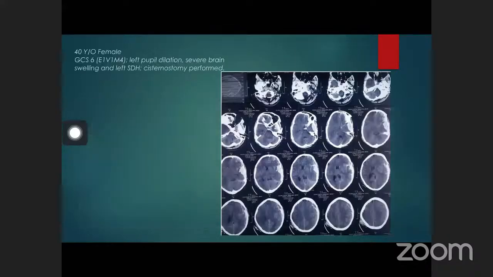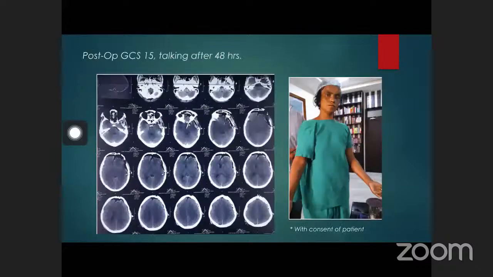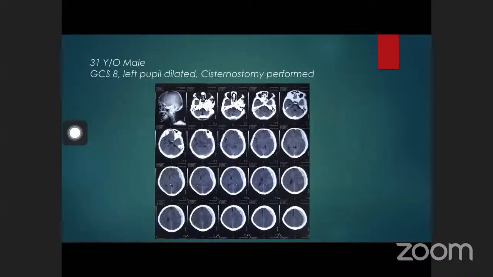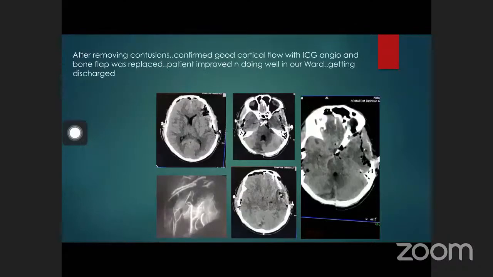Another one. See the burst lobe. See the subdural. See how bad this picture is. No decompressive. See the patient in my office. Came walking to my office before discharge. See this acute subdural. See the post-op. See this. See the post-op.